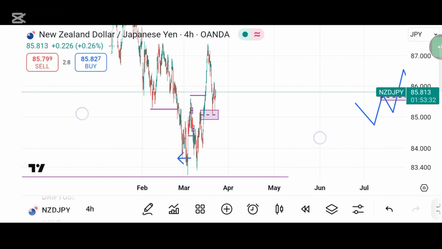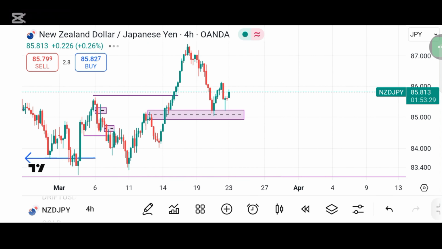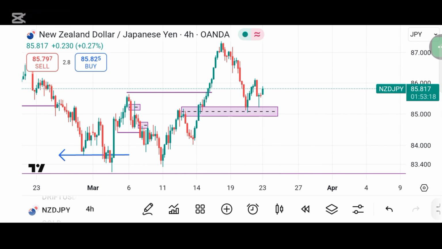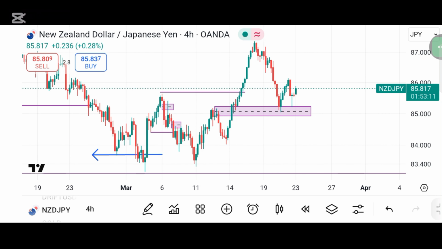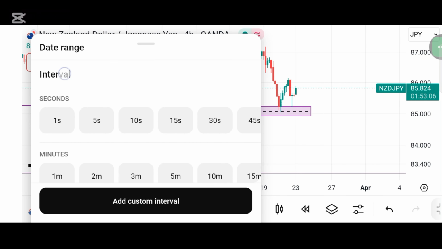So the main essence of this video is to show you guys how to get an entry. It's not about showing you what the mitigation block is. How do you find an entry in the market? Because now we know what the bullish mitigation block looks like, and we can identify it on the chart. But how do we get an entry? I always say something around your POI. It depends on the time frame of entry you want to use.